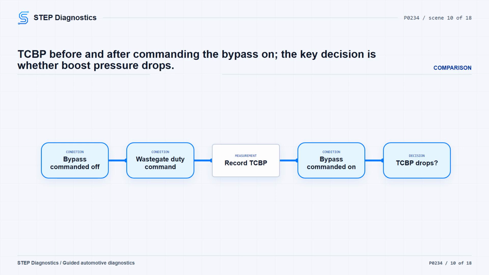The TCBP PID value may decrease by 0.97 kPa, 0.14 psi, or less when the TCBY valve is commanded on. The key decision is whether TCBP decreases. If it does decrease, continue. If it does not decrease, install a new turbocharger bypass solenoid, clear the PCM DTCs, and rerun the self-test.